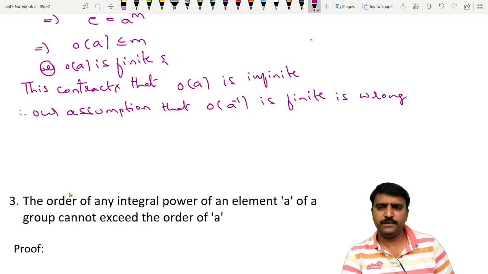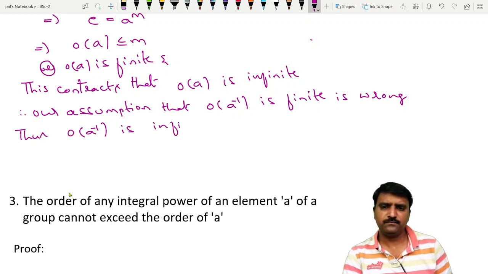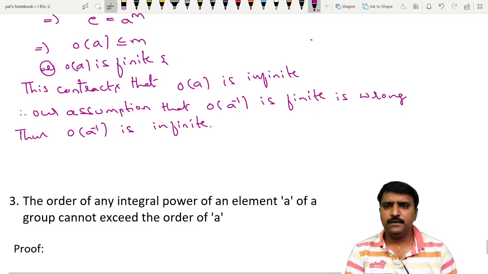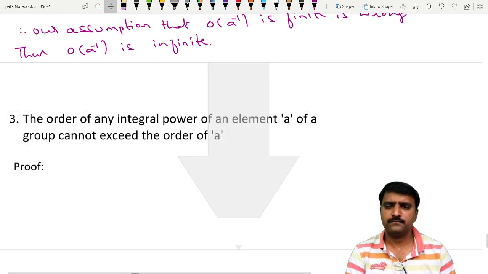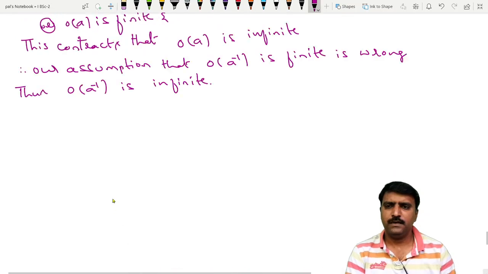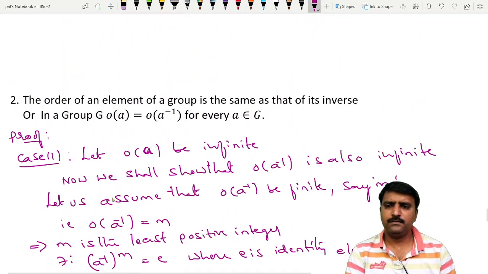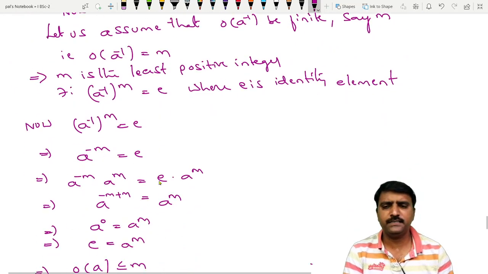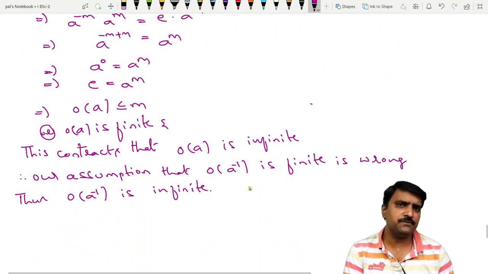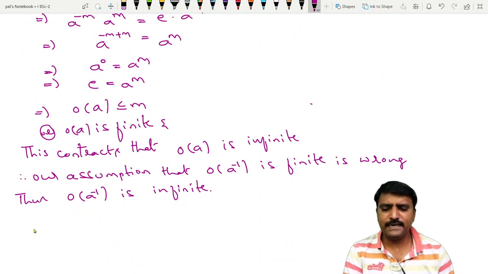So therefore we conclude that order of A inverse is infinite. Order of A inverse is infinite. And similarly, that is the first case. In the first case, we proved that if order of A is infinite, order of A inverse is also infinite. Okay, take the second case.